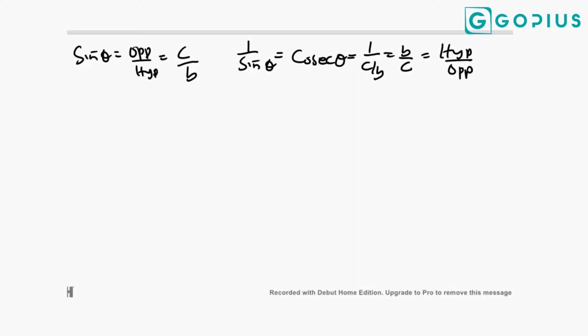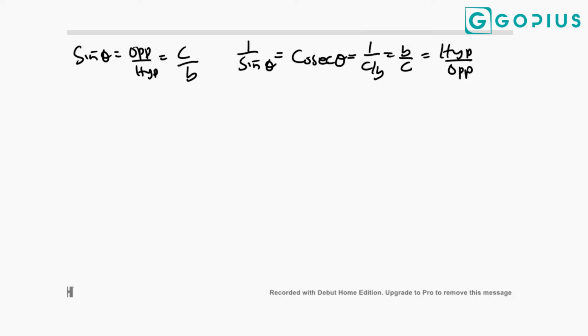If you take the inverse of a fraction, you always invert the fraction: the numerator becomes the denominator, and the denominator becomes the numerator. So if sine theta is opposite over hypotenuse, the inverse of that is another trigonometric ratio we call cosecant, and that gives us hypotenuse over opposite.